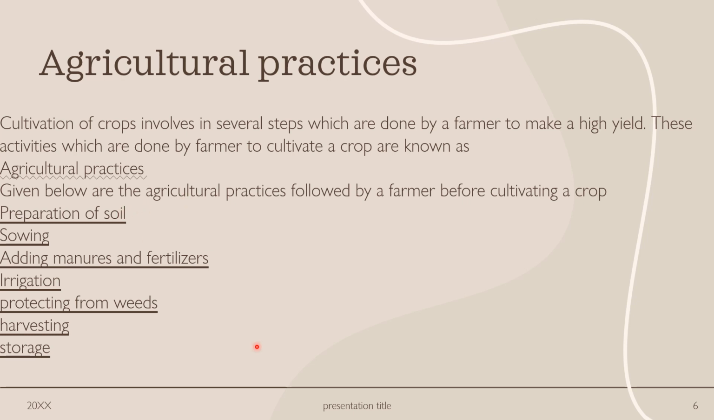Now given below are the agriculture practices followed by a farmer before cultivating a crop. We have preparation of soil, which is the first and foremost step. Sowing is the second step, adding manures and fertilizers the third, irrigation the fourth, protecting from weeds the fifth, harvesting the sixth and storage the seventh. So we have seven steps to be followed by a farmer to cultivate a crop. We are going to discuss preparation of soil in this video and the rest will be uploaded soon.